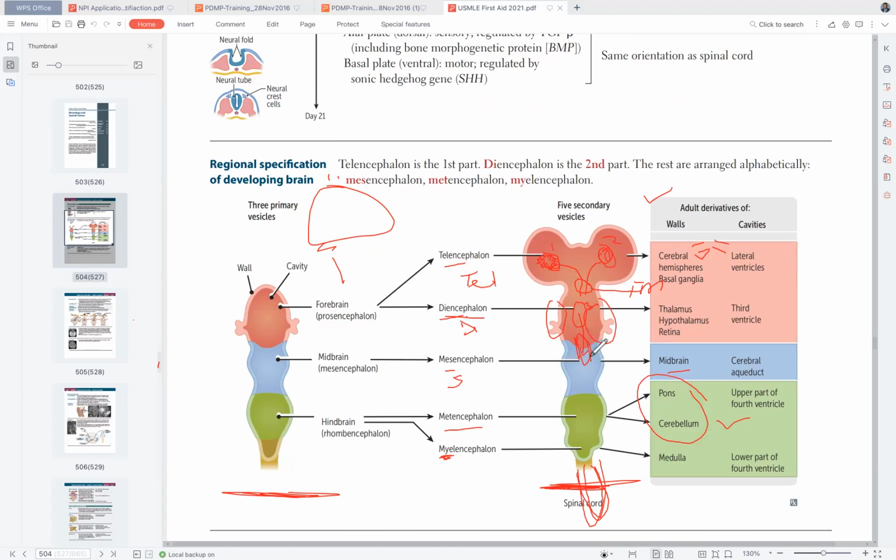Yeah, that's the question. So the exit of the third ventricle is the aqueduct of Sylvius, right? Yeah, the aqueduct of Sylvius, or some will call it the Sylvian aqueduct. So that would be the exit of the third ventricle.